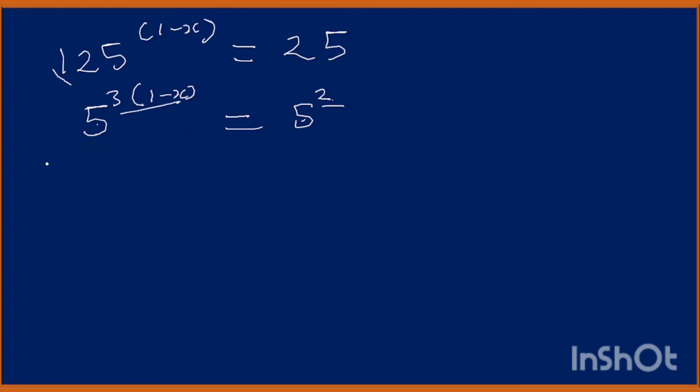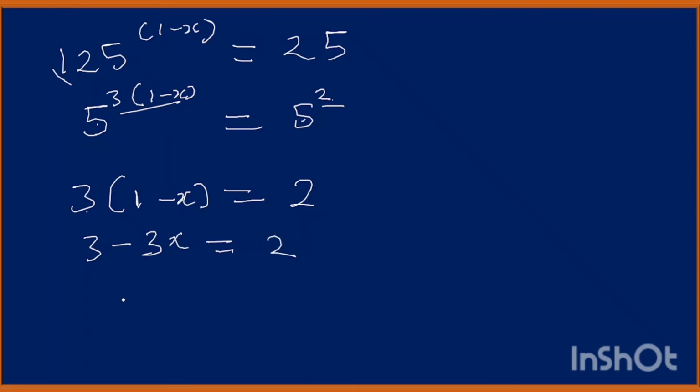So equating the index, I'm going to have 3 into 1 minus x is equal to 2. This gives me 3 times 1, which is 3, minus 3 times x, which is minus 3x, equal to 2. I want to make x the subject of the formula, so I take the 3 to the other side, collecting like terms, that is 2 minus 3. So here I have minus 3x is equal to minus 1.